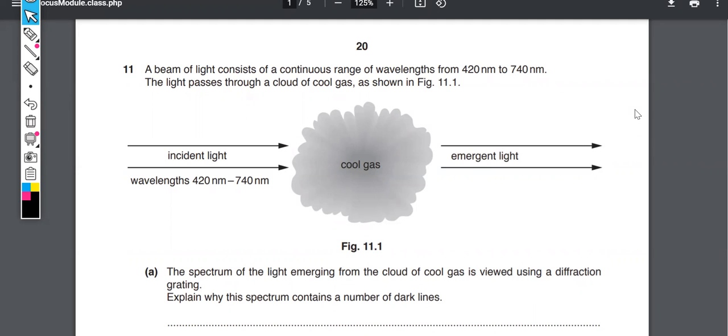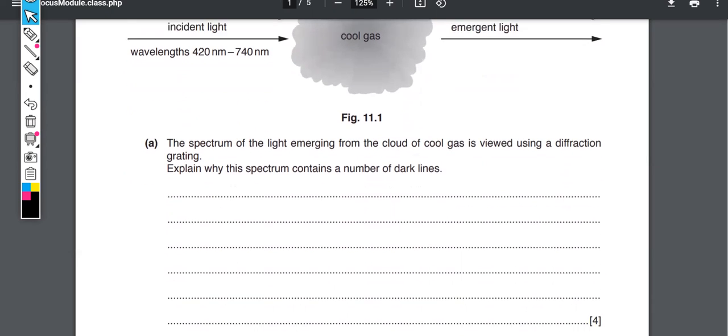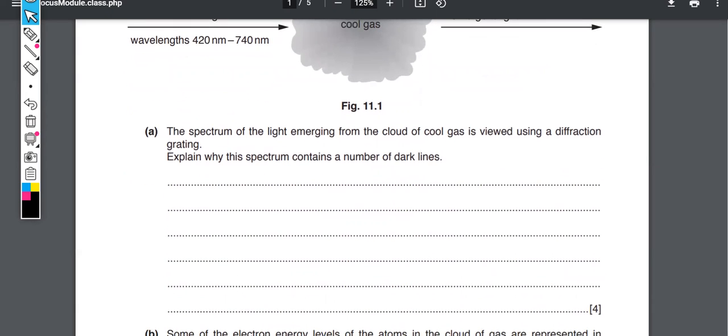The light passes through a cloud of cool gas, as shown in figure 11.1. So we have the incident light, they give you the wavelengths there, there's emergent light, and it says the spectrum of the light emerging from the cloud of cool gas is viewed using a diffraction grating. Explain why this spectrum contains a number of dark lines.